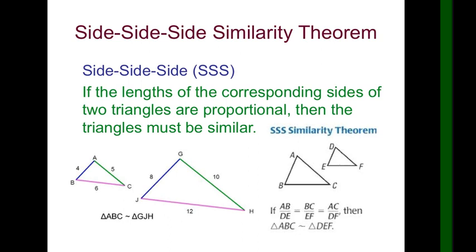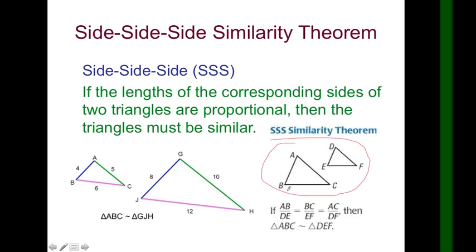Let's start with the side-side-side similarity theorem, or the SSS. If the lengths of the corresponding sides of two triangles are proportional, then the triangles must be similar, by the SSS similarity theorem. So we have here, let's say, triangle ABC and triangle DEF. Let's focus here, in this portion.